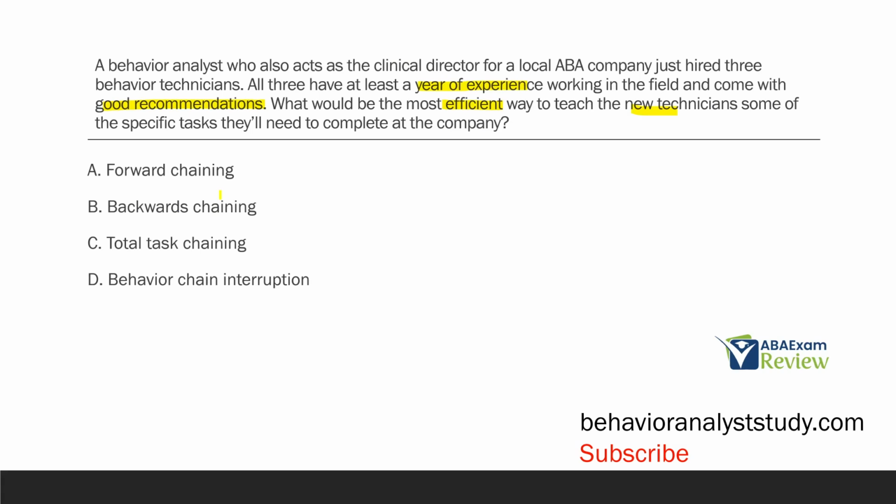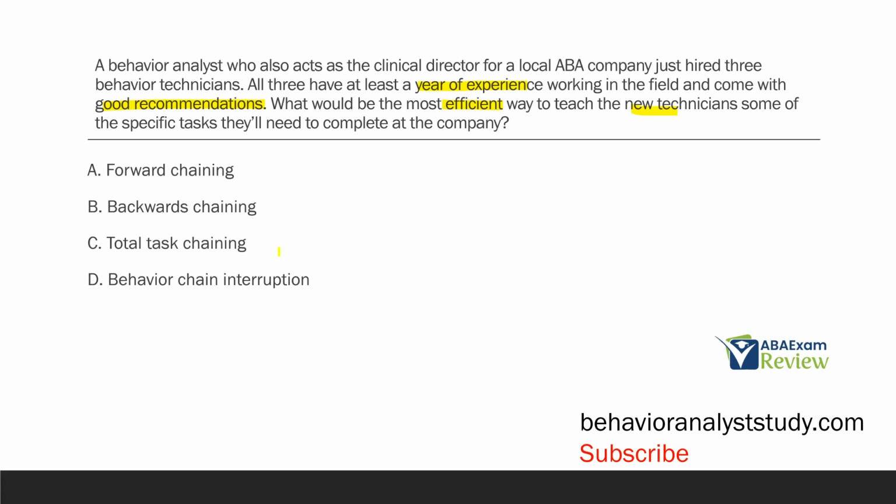Well, A and B, forward and backwards chaining, might be effective, but they wouldn't be efficient. You're going to spend a lot of time with experienced technicians teaching step by step. A much more efficient way to teach people with experience or competent people is total task chaining, where you can teach the whole task all at once and then pinpoint maybe some trouble areas, some trouble steps. Total task chaining is going to be more efficient than forward and backwards chaining, which requires you to go step by step and teach step by step.